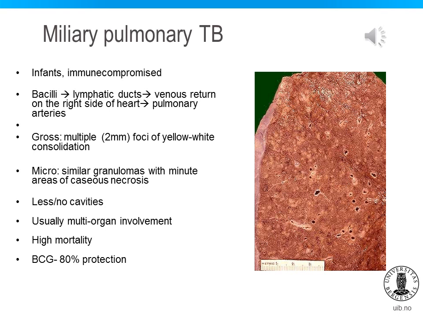This form of TB is associated with high mortality, and BCG vaccination gives very good protection against this form of disseminated TB, up to 80% protection in infants when given at birth.